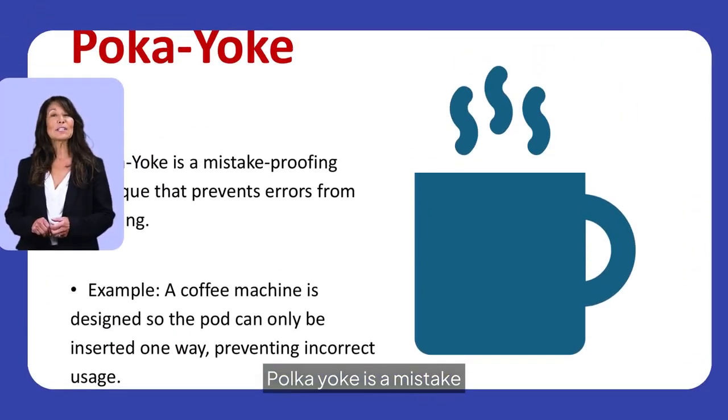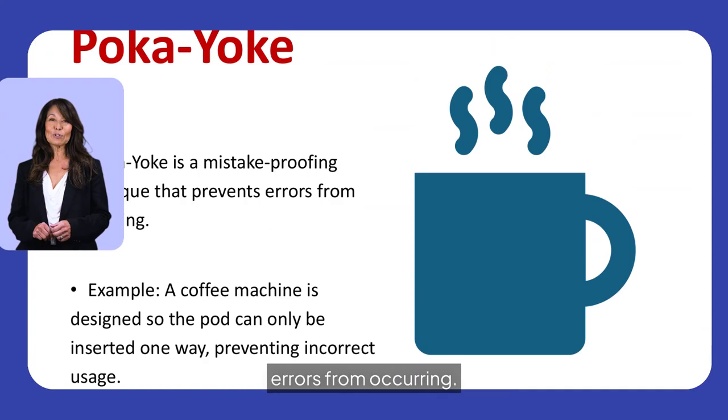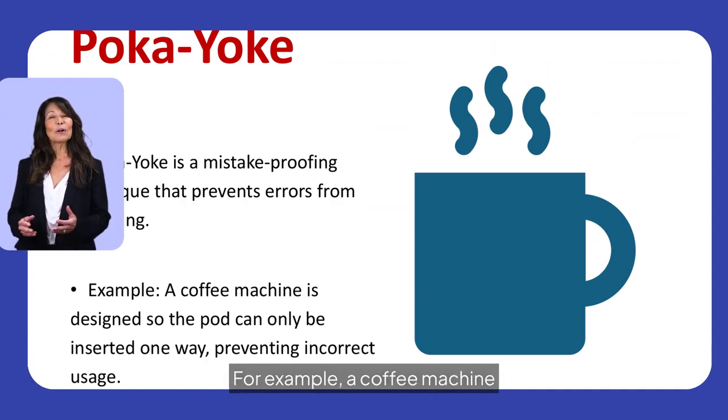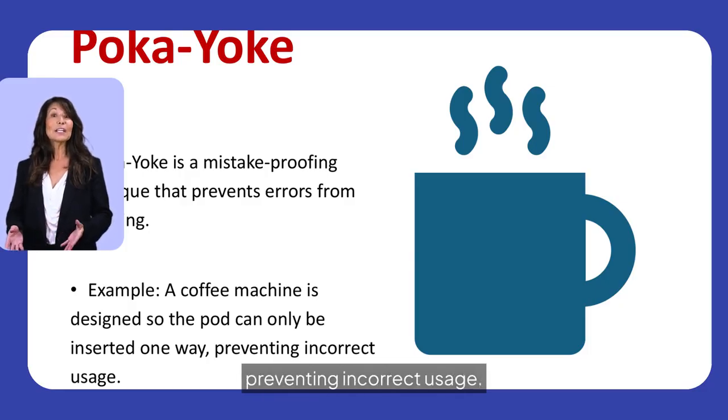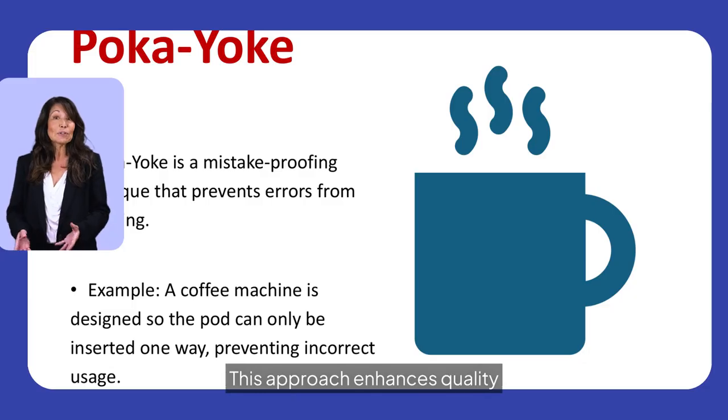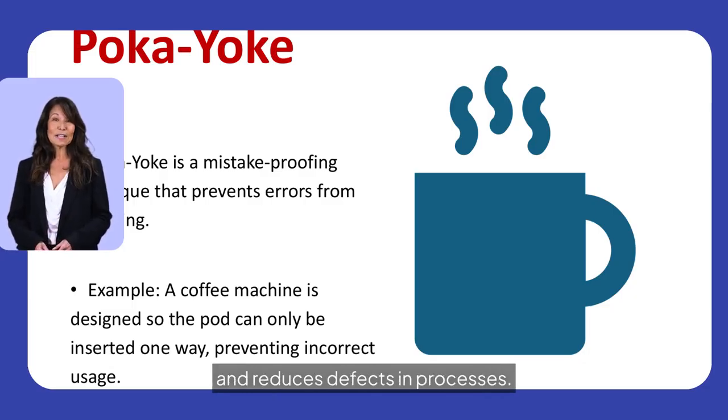Poka-Yoke is a mistake-proofing technique that prevents errors from occurring. For example, a coffee machine is designed so the pod can only be inserted one way, preventing incorrect usage. This approach enhances quality and reduces defects in processes.